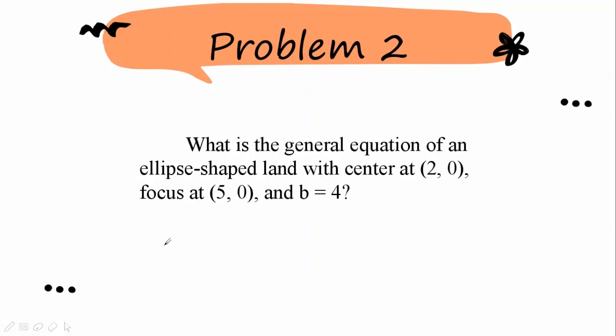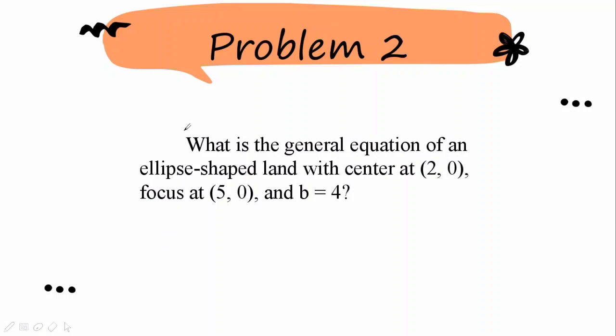Now let's proceed to problem number 2. I hope in problem 1 there's no question or clarification anymore. Again, you can rewatch this video if you can't understand the lesson because of the pacing. Problem number 2. What is the general equation of an ellipse-shaped land with center at (2, 0) and focus at (5, 0) and b is equal to 4?